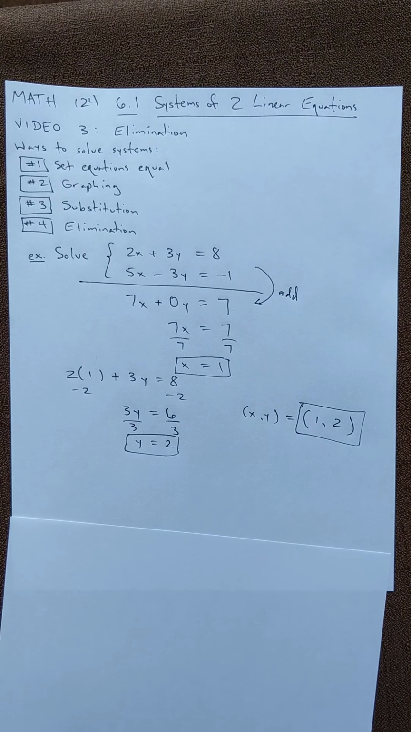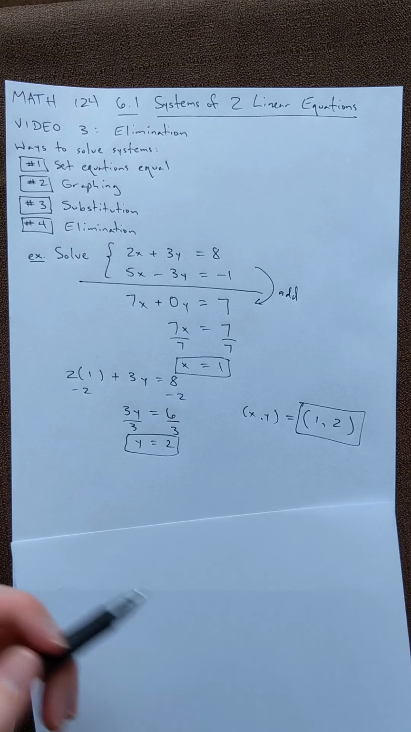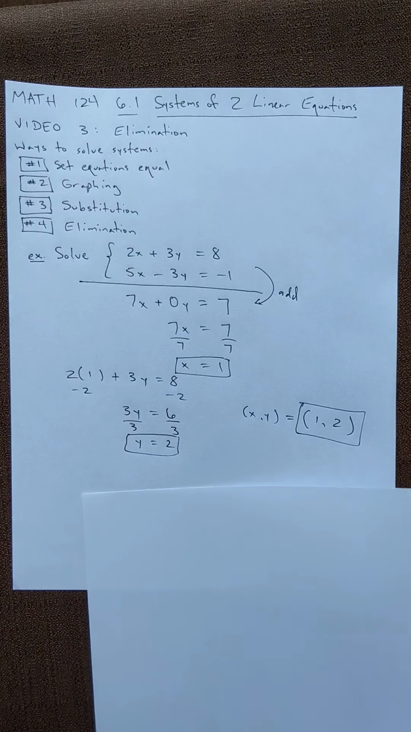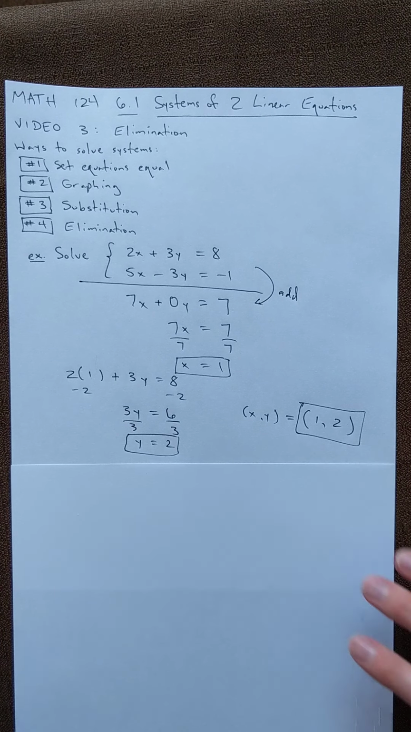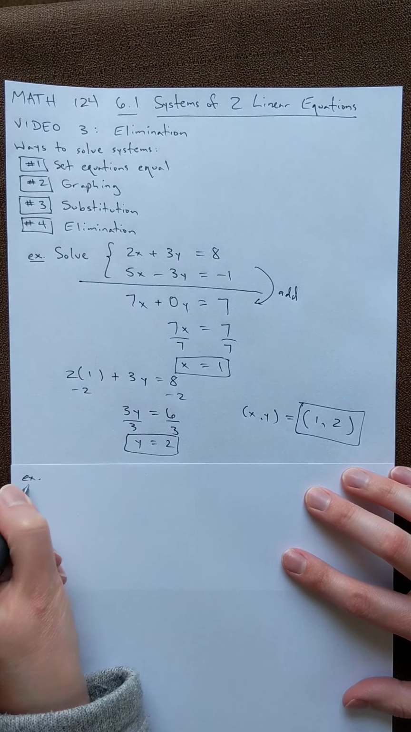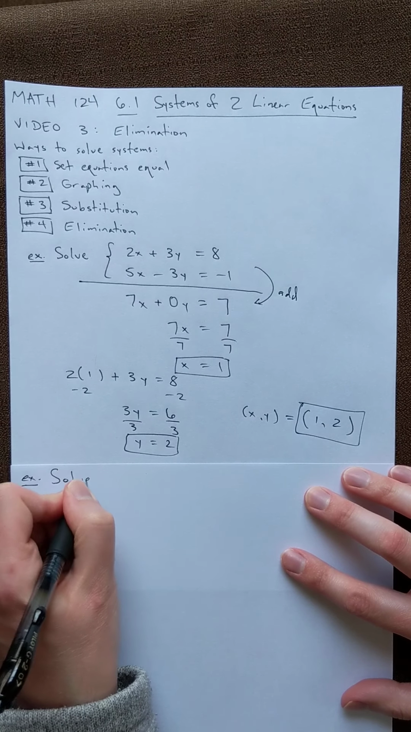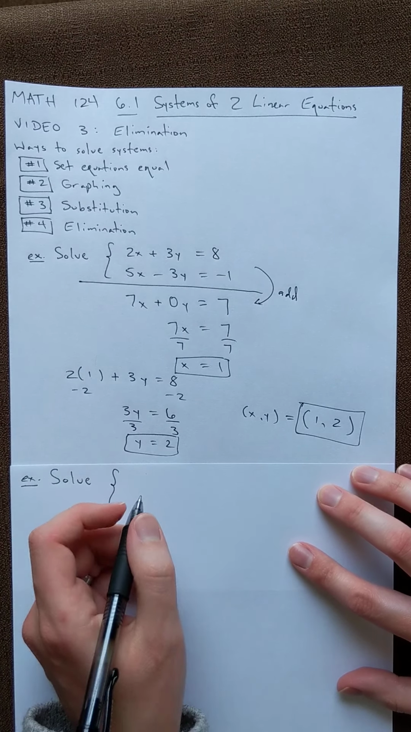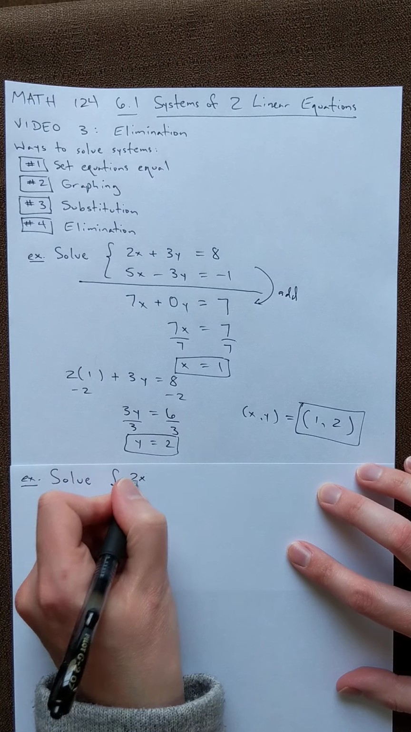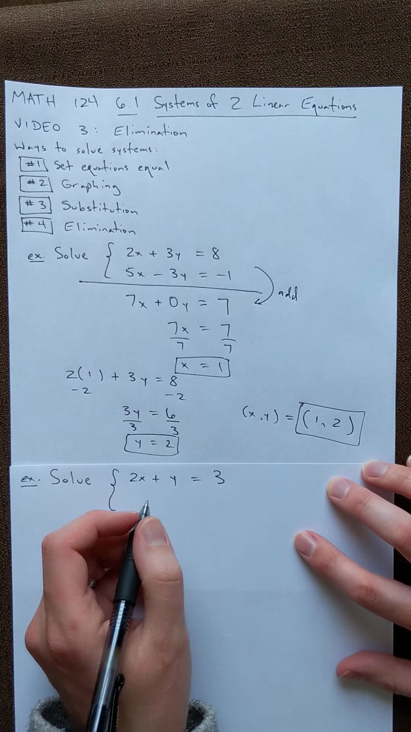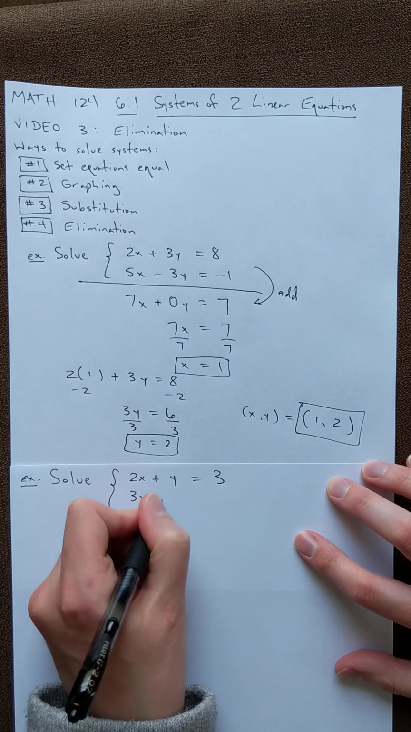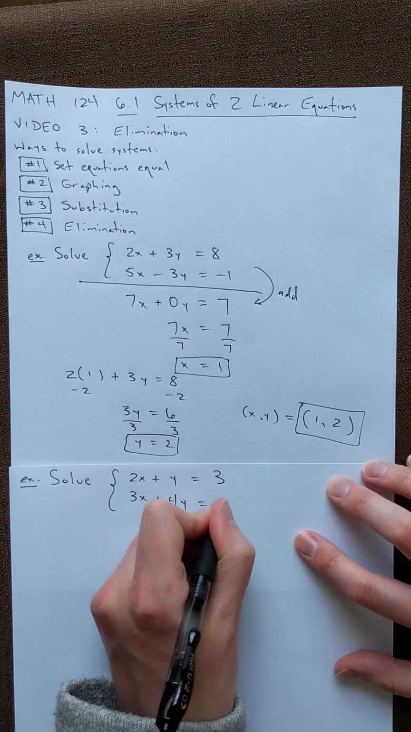So elimination can be a little messy because we have equations all over the place. Let's look at another example, same thing. So let's try and solve the system of equations: 2x plus y equals 3, and 3x plus 4y is equal to 2.